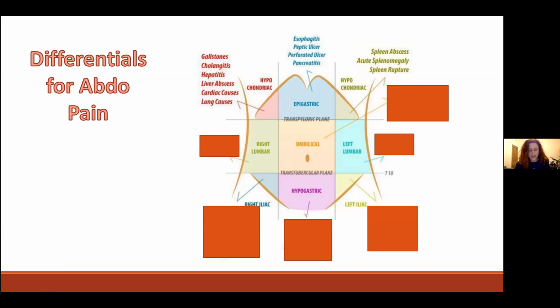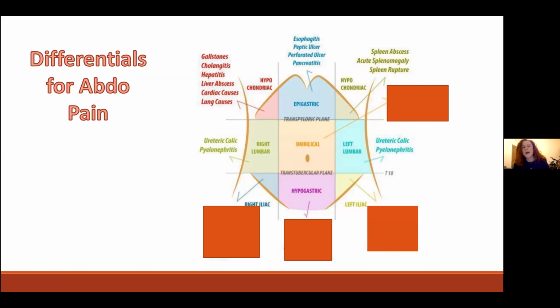So next, what about the right and left lumbar kind of linked together in this diagram? So the lumbar regions. Renal colic, appendicitis, pyelonephritis, constipation, renal stones. Yeah, really good. So the main ones for these areas are renal colic and pyelonephritis.